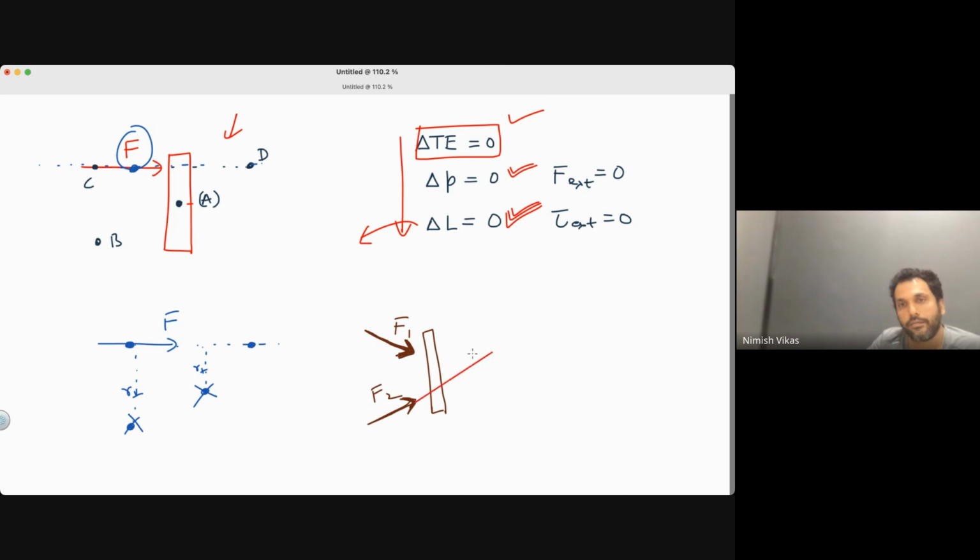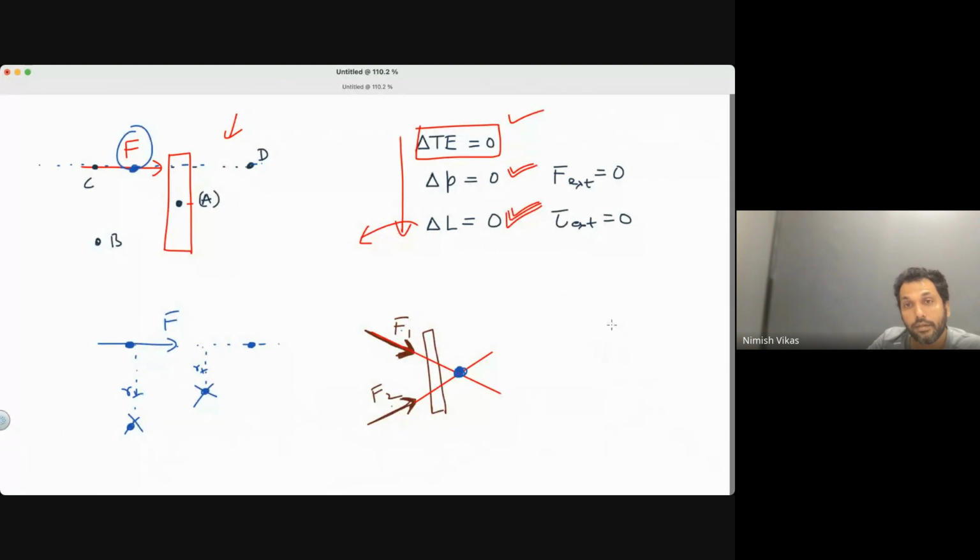So I extend F2 and I extend F1. If I want to conserve angular momentum, what is the torque of F1 across this point? 0. What is the torque of F2 across this point? 0. You get the point? That means I have a point through which the torque is 0, so I can conserve the angular momentum still.